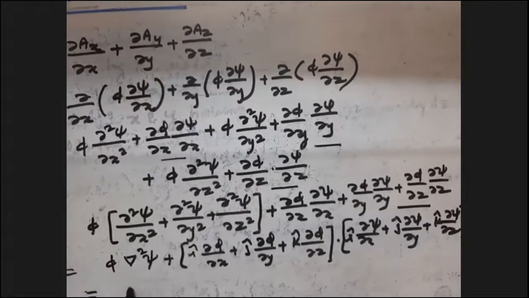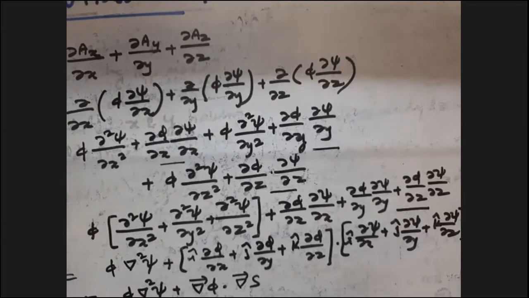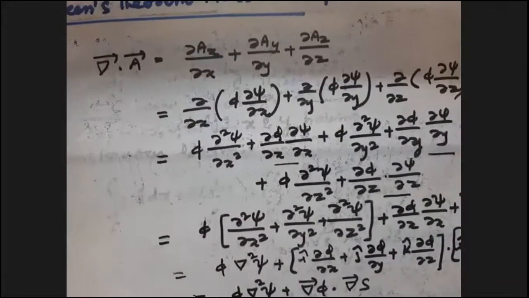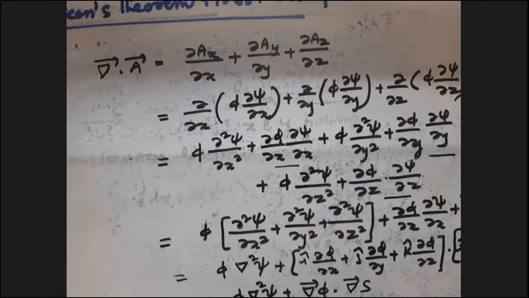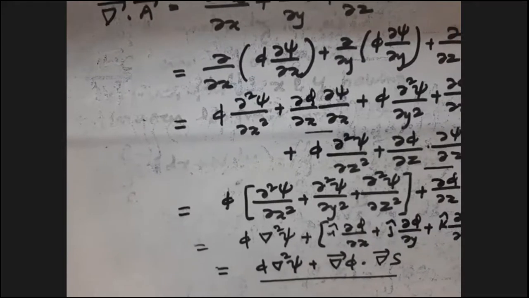So this is equal to phi del square psi plus this is what, grad phi. Grad phi is del phi. Del phi dot, this is what, grad psi, that is nothing but del psi. Del phi dot del psi. So del dot A, finally we got phi del square psi plus del phi dot del psi. So substituting in equation 1. Okay, substituting in equation 1, then we get the volume integral, right?